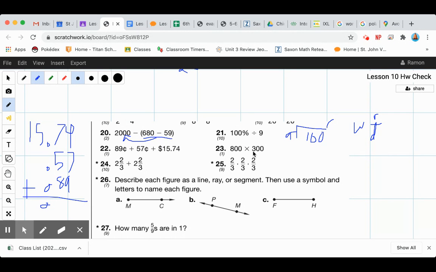For 23, 800 times 300, we can use our knowledge of numbers that end in 0 to just multiply the first 2 digits in each number and then add the number of zeros at the end.